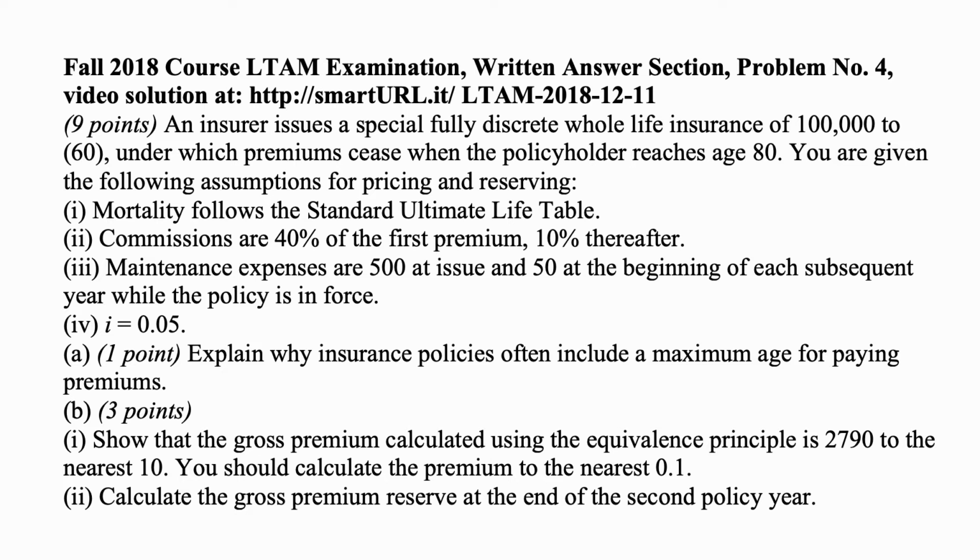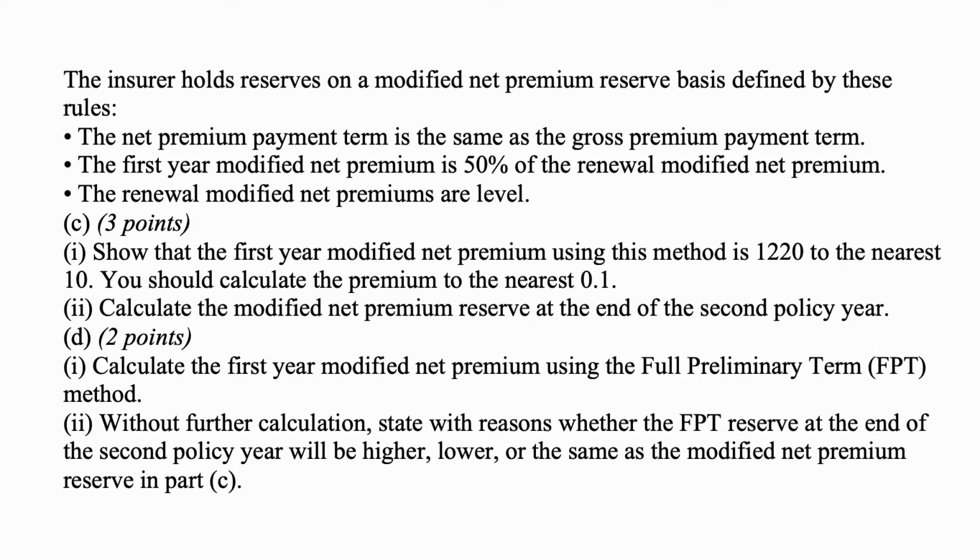You should calculate the premium to the nearest 0.1. Part 2 of Part B, calculate the gross premium reserve at the end of the second policy year. The insurer holds reserves on a modified net premium reserve basis defined by these rules. The net premium payment term is the same as the gross premium payment term. The first year modified net premium is 50% of the renewal modified net premium. The renewal modified net premiums are level.